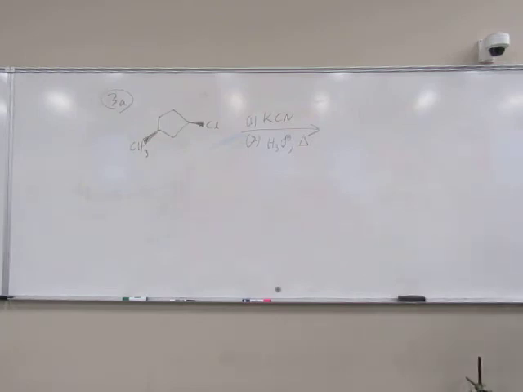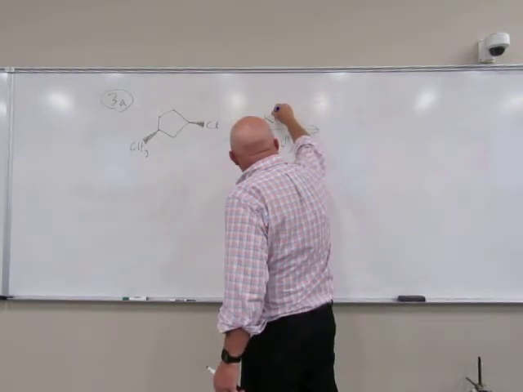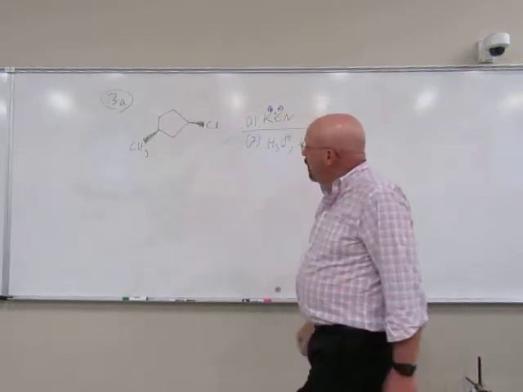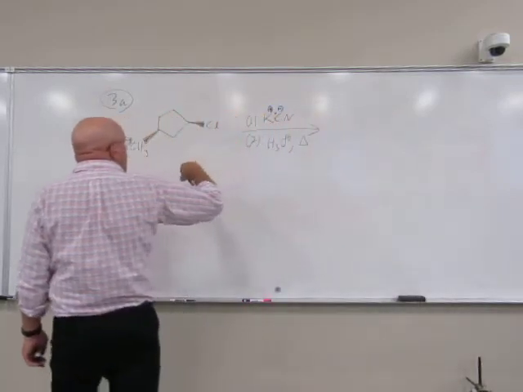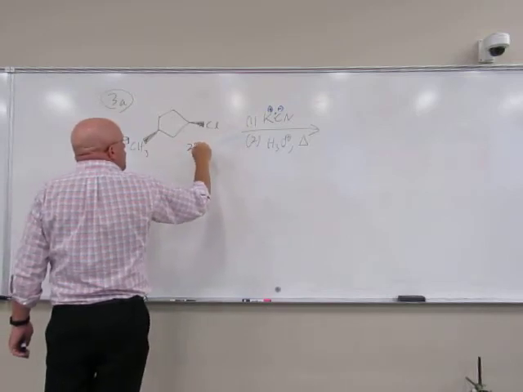First step, we're reacting with potassium cyanide. That is going to be a nucleophile. Let's see what we have over here. So I've got potassium cyanide reacting. Over here we have a secondary alkyl halide.